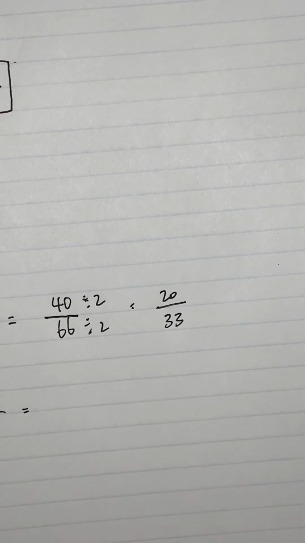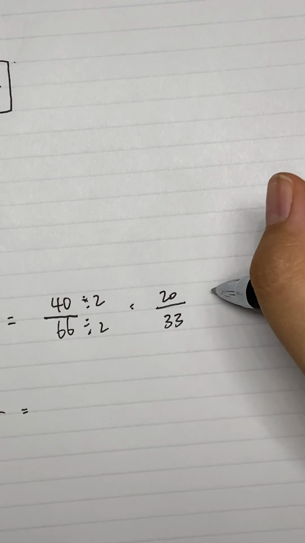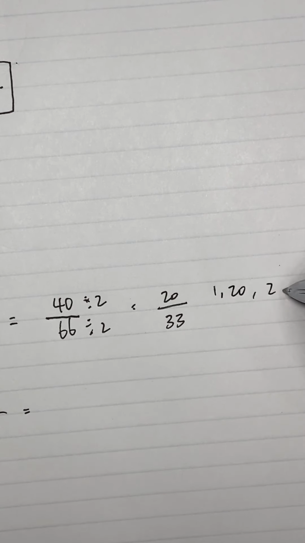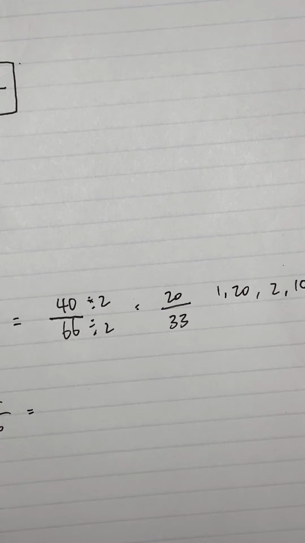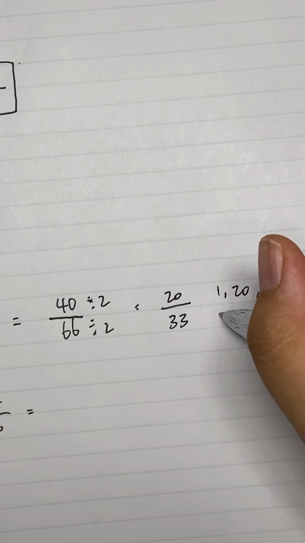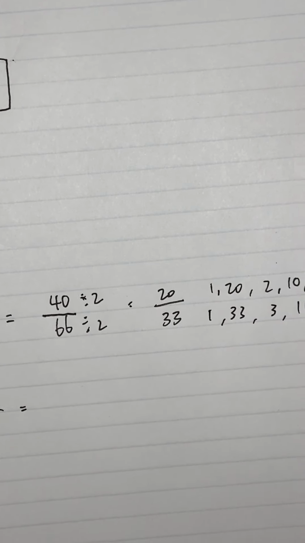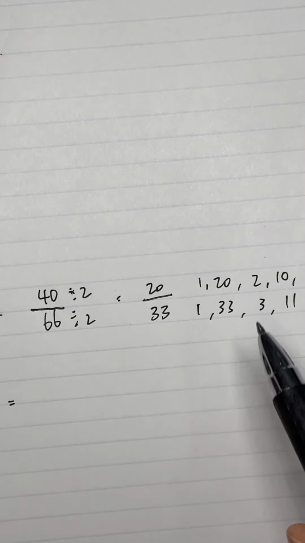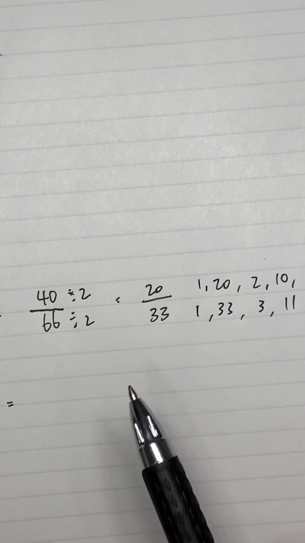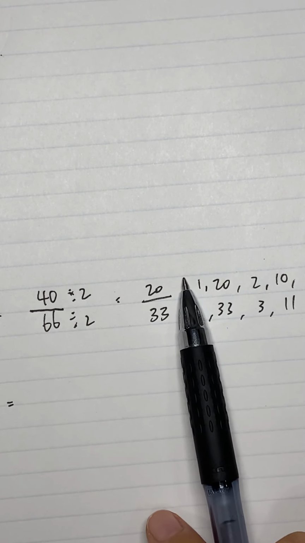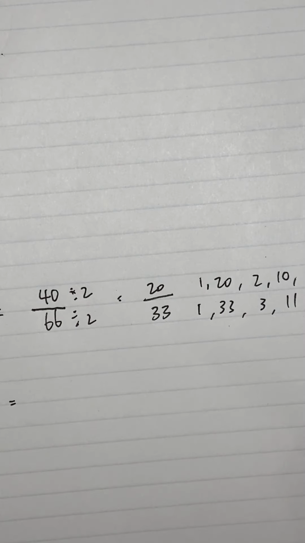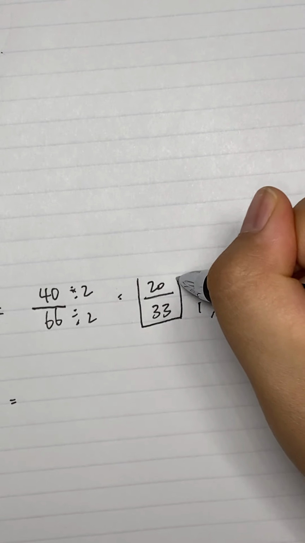Now, it might be a little tricky because these numbers are a little bigger, but let's see, we can try listing out the factors of 20, which are 1, 20, 2, 10, 4, 5, and bottom is 1, 33, 3, and 11. Then you look at if they have any same numbers or same factors other than 1, and they don't. So this is simplified to its simplest terms.